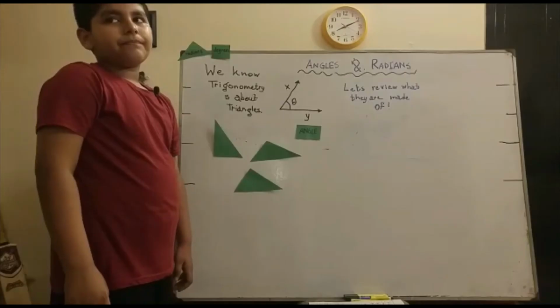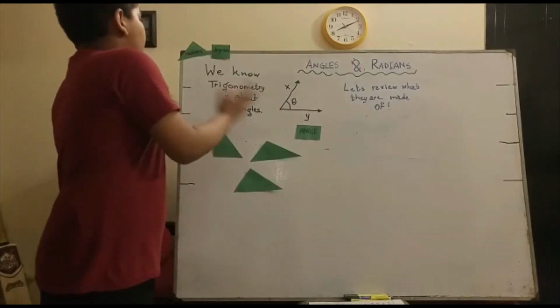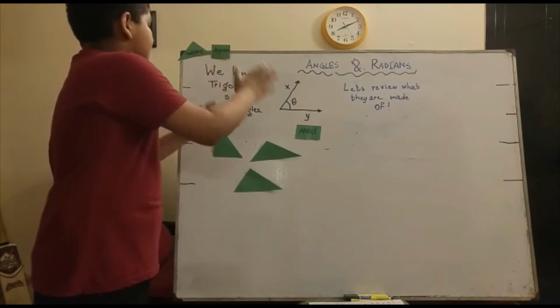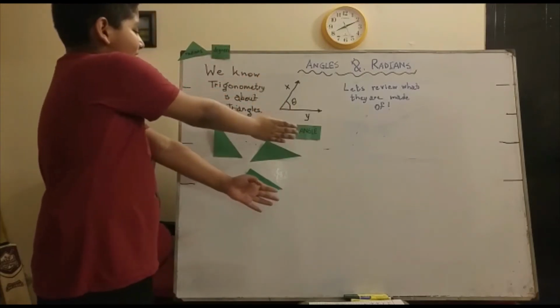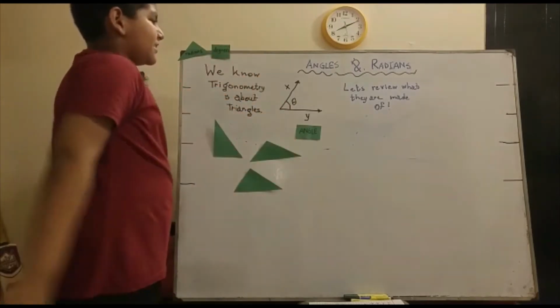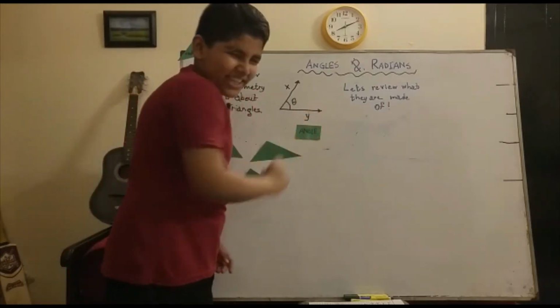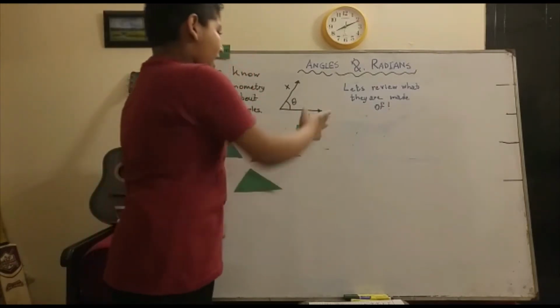Today we are going to talk about angles and radians. So we know trigonometry is about triangles. Now let's review what they are made of. Angles.